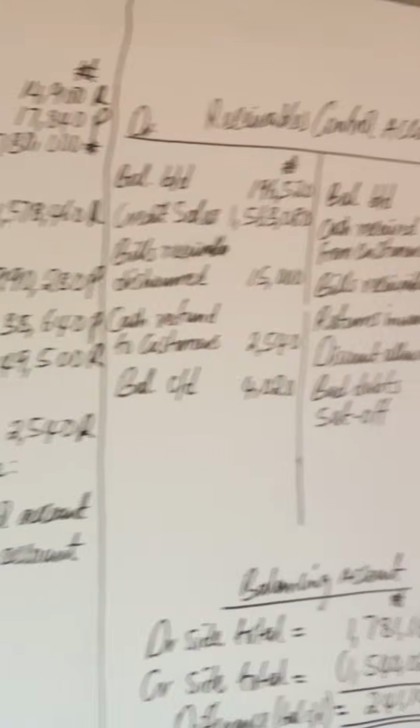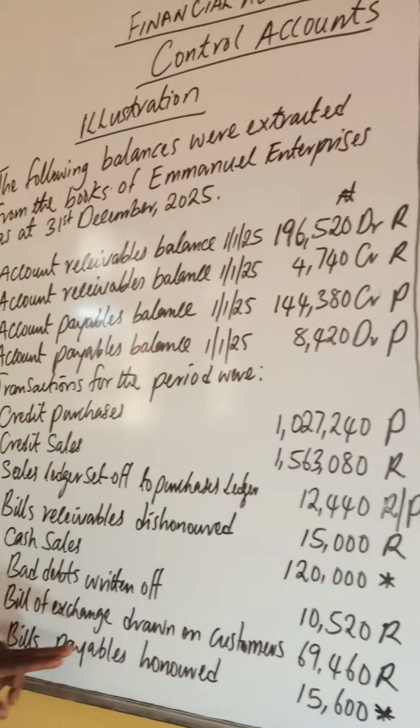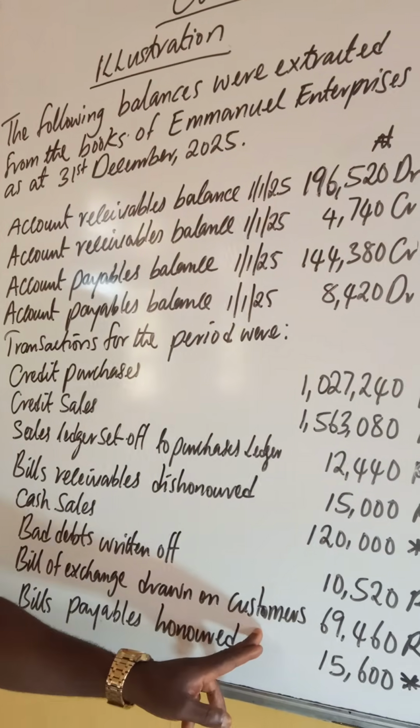Next, it is bill of exchange drawn on customers. Here you can watch it clear.